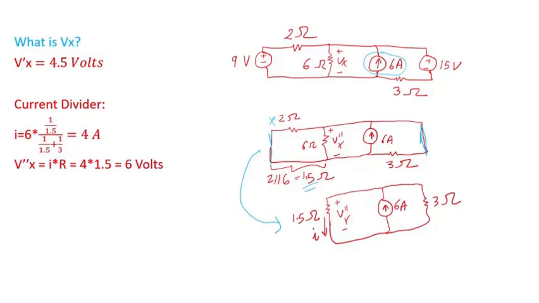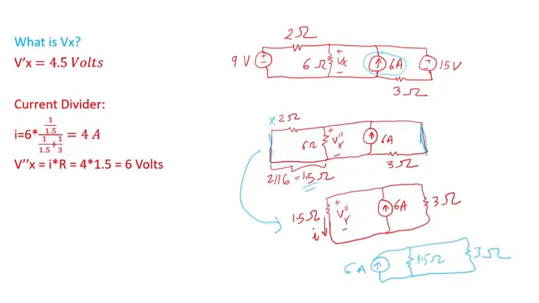I have Vx second, as I called it, and I have the equivalent resistance, which is 1.5 ohm, the 6 amp source, and the 3 ohm resistor. So I can use current division. This circuit, you can think of it like this: 6 amp, the 1.5 ohm, and then the 3 ohm.